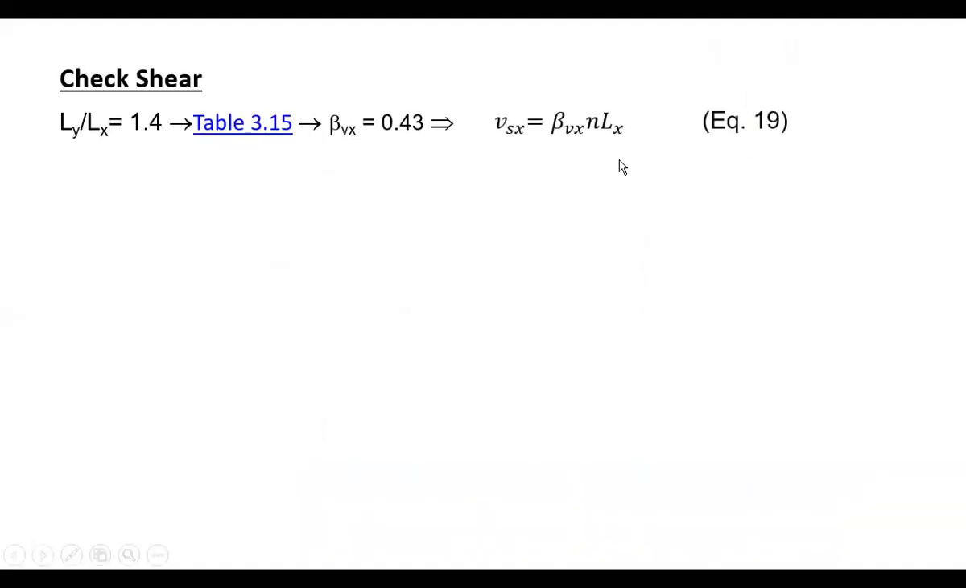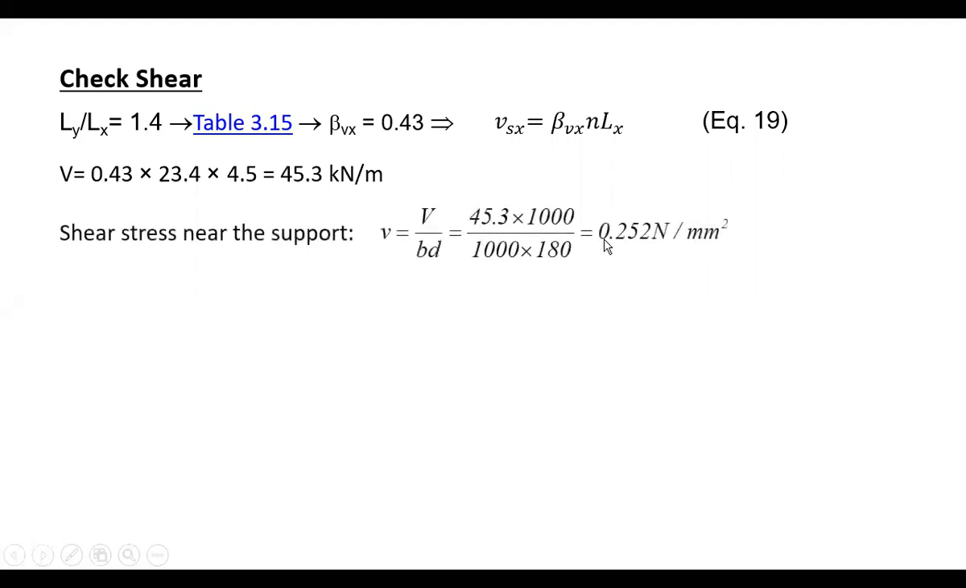Substitute into equation 19: beta Vx times n times Lx. Okay, the n is 23.4. The Lx is always the short span, and this is the beta Vx. We have a shear force of 45.3 kilonewton per meter width of the slab. We have to check for this shear. So we get the shear stress equals the shear force divided by b times d. It equals 0.25 Newton per millimeter square.